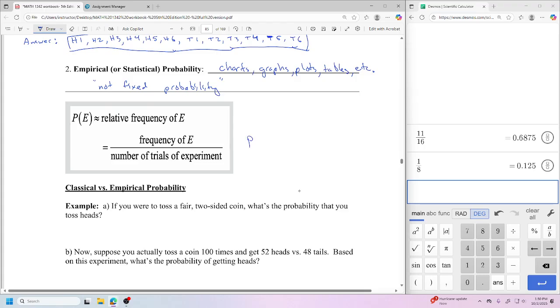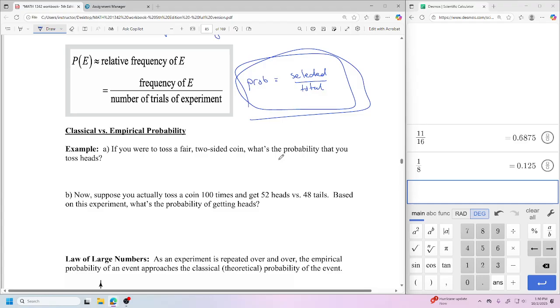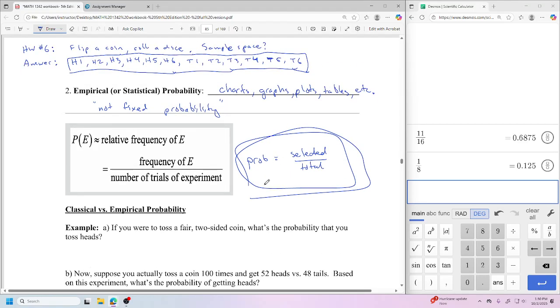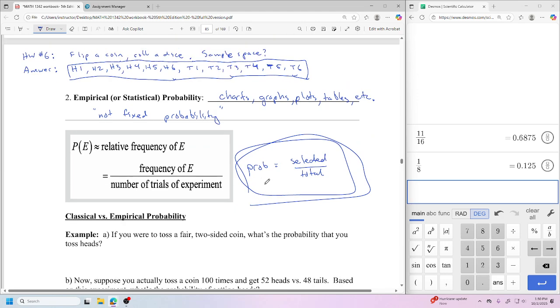Now, and again, every single time I'm going to remind you, probability is equal to selected over total. That's our big formula every single time. We're using it on every problem. Cool so far with that? So charts, graphs, plots, tables, something that's not fixed, like baseball stats, football stats, all these kind of things that happen just throughout the day.